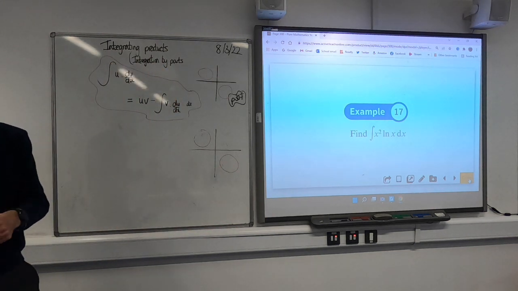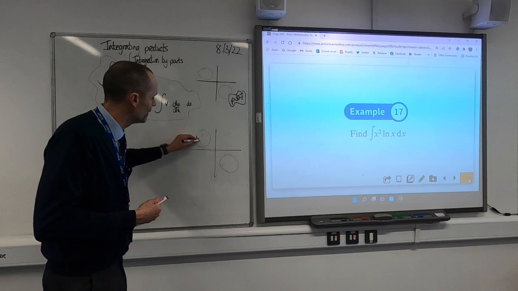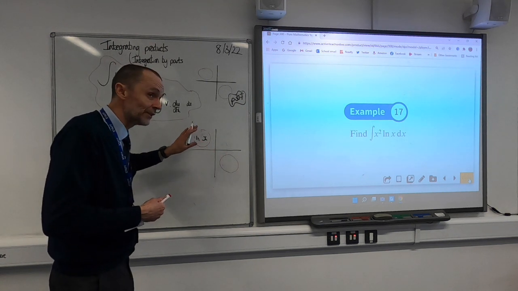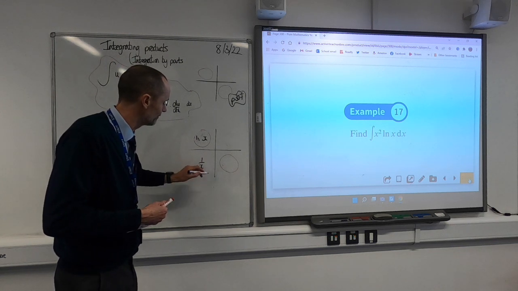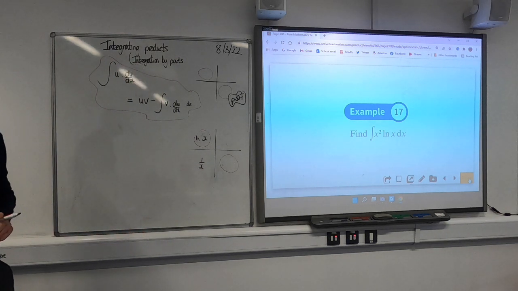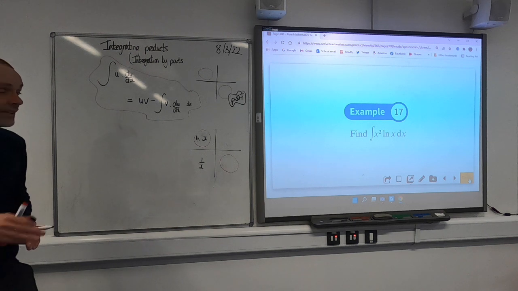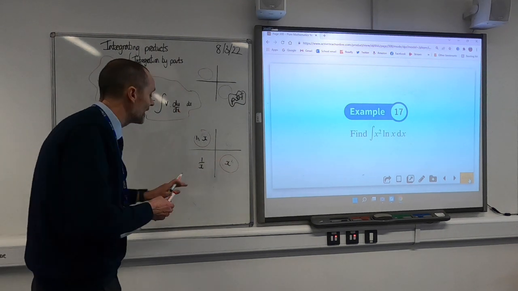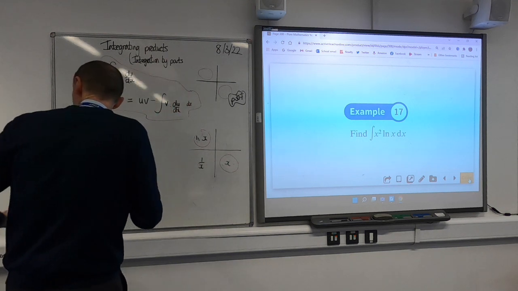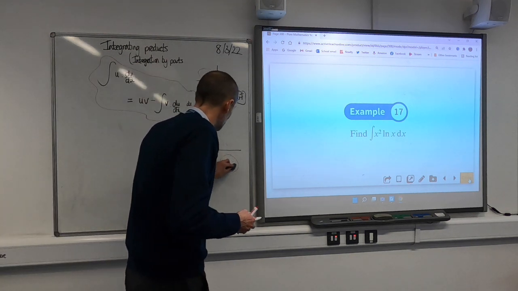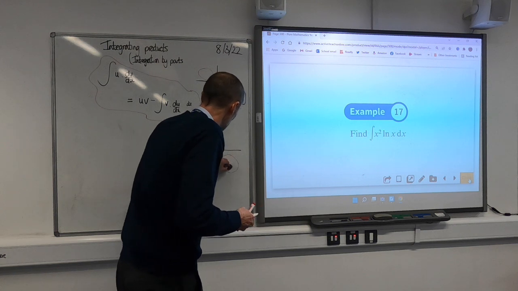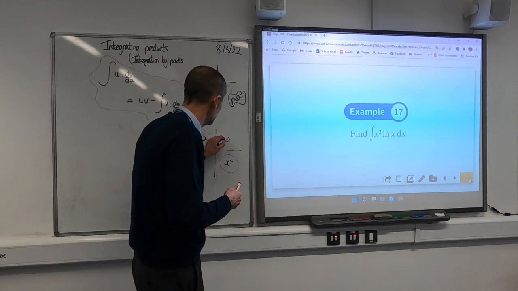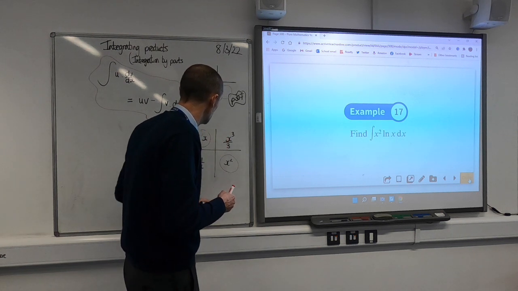I can put it here, because I can't integrate ln x, I can differentiate ln x, so I'll just get 1 over x. That's nice and easy. That means the x squared has to go there. And when I integrate x squared, increase the power by 1, divide by the new power, I get x cubed over 3, which looks nasty, but remember what we're about to do.